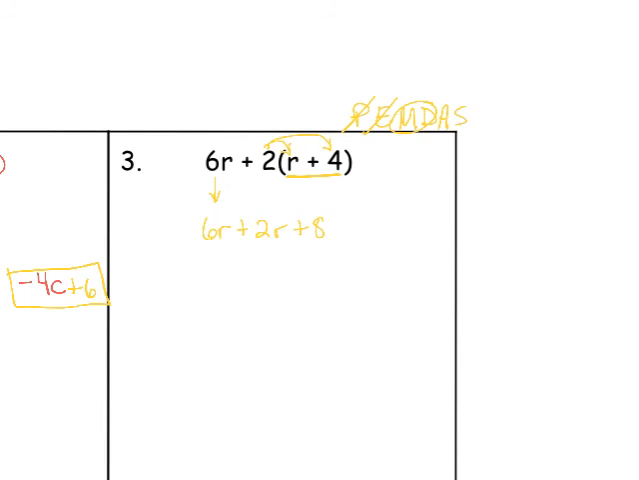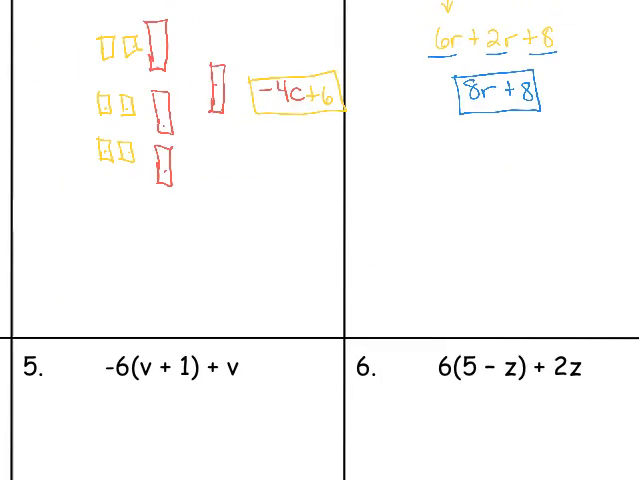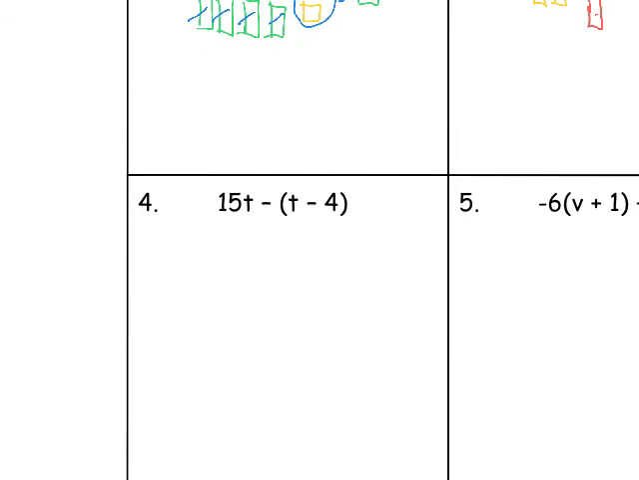Now I'm going to combine like terms. Here are my R terms. So 6R plus 2R is 8R and plus 8. How'd you do? All right, let's move over. Number 4.